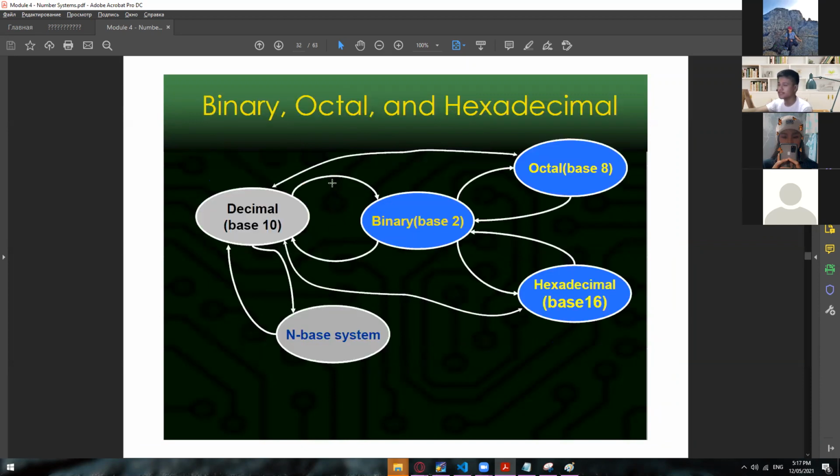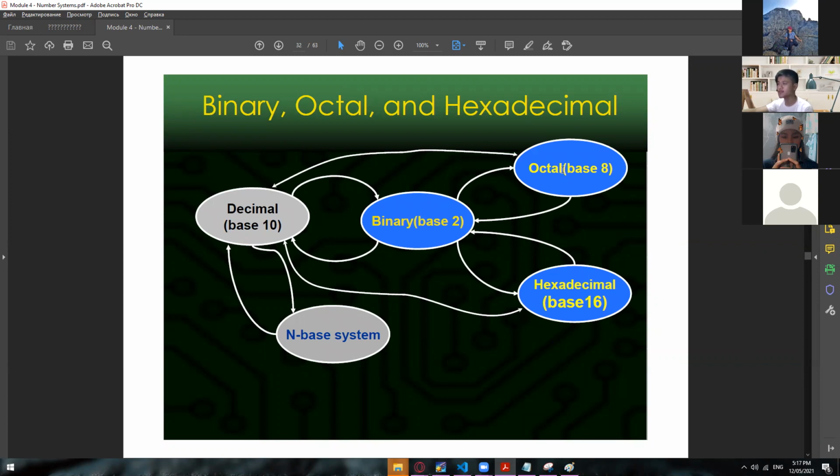Okay, so here's the summary. We can convert decimal to binary, to octal, to hexadecimal, to any base, binary to decimal, binary to octal, and so on and so forth. So those are the things that you guys can do.